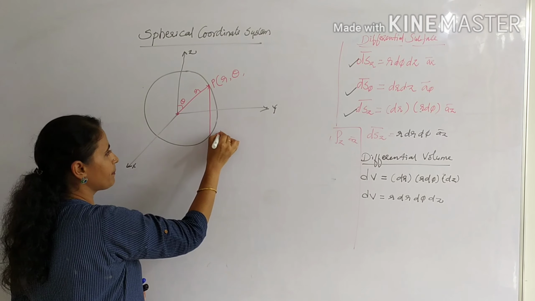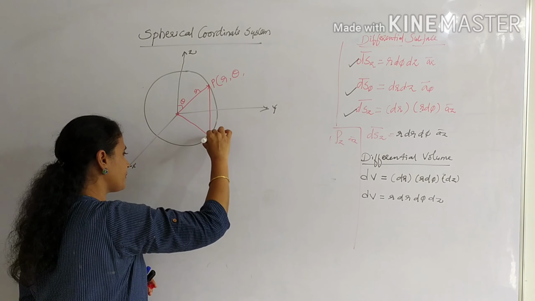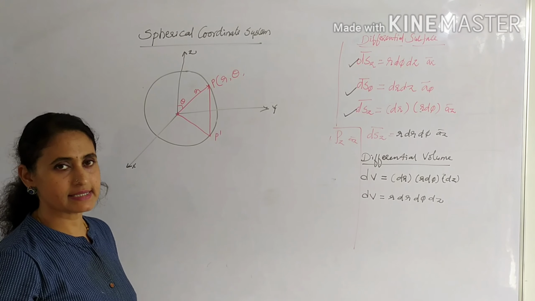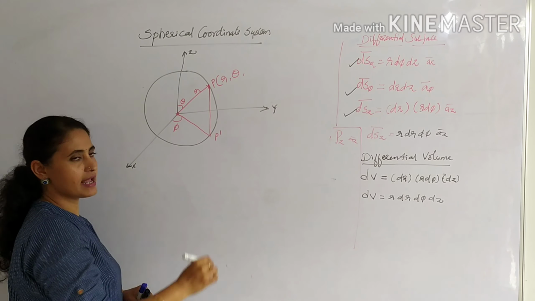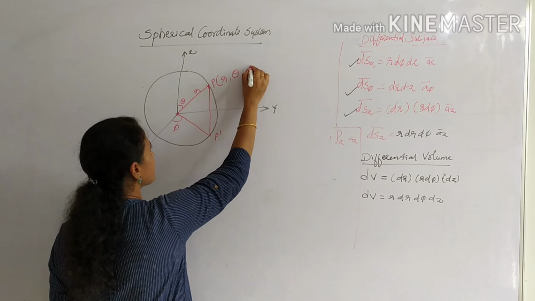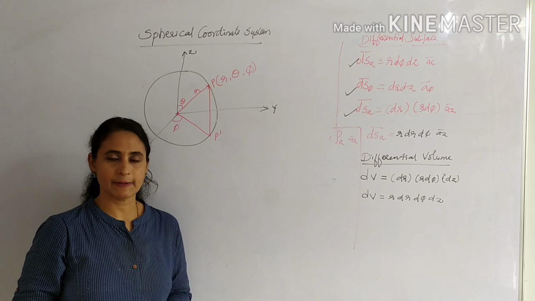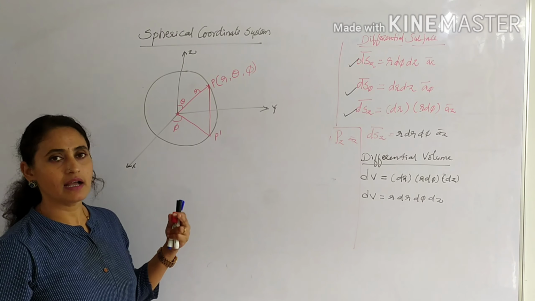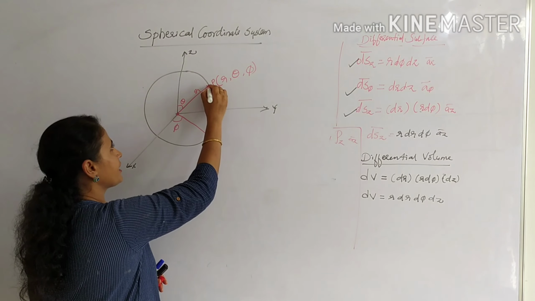So let this be P dash. Now the line joining the origin to the point P dash makes some angle with respect to the x-axis, which is called phi. In a spherical coordinate system, what are the three coordinates? R, theta and phi.